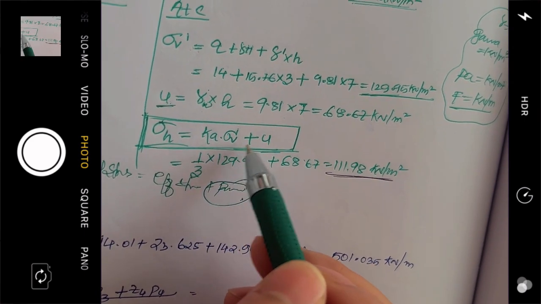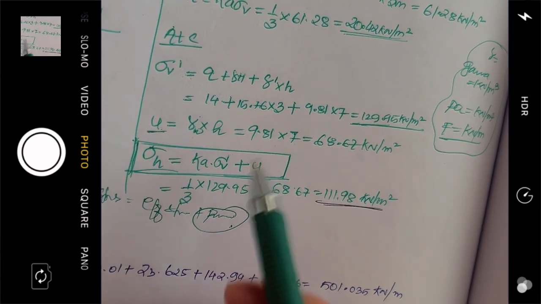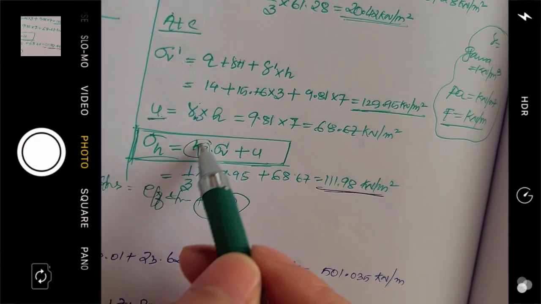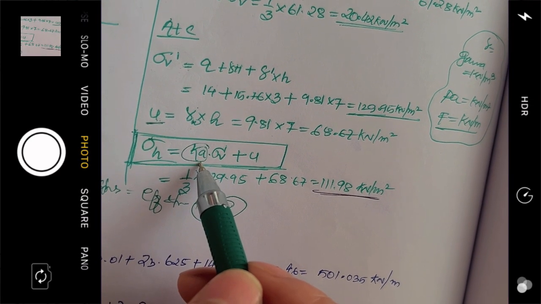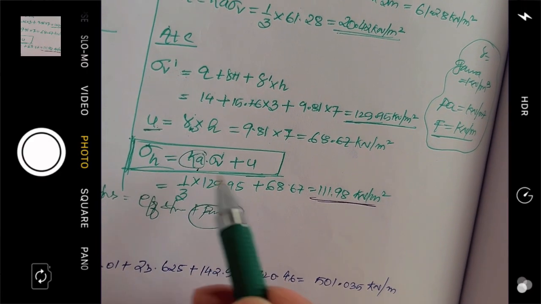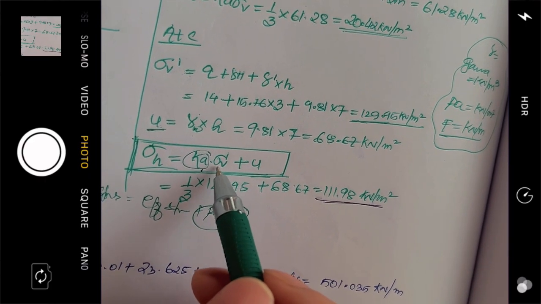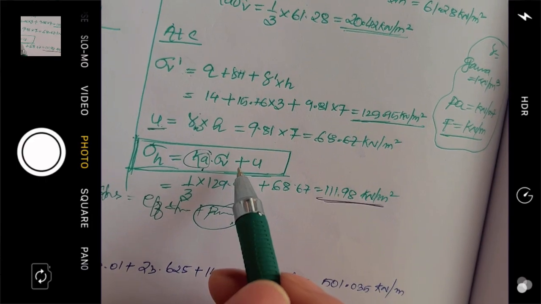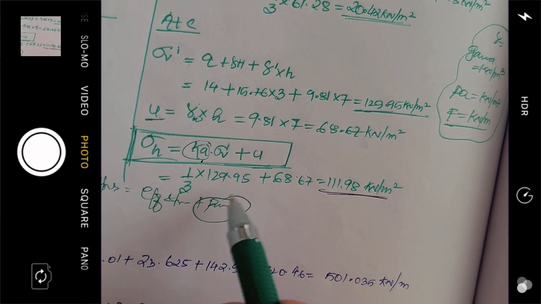Ka sigma B dash plus U. Always remember that this Ka will only act with the soil, not with the water. That's why it's only multiplied with this soil pressure, this sigma V. But in case of pore water pressure, you won't be multiplying with this Ka.